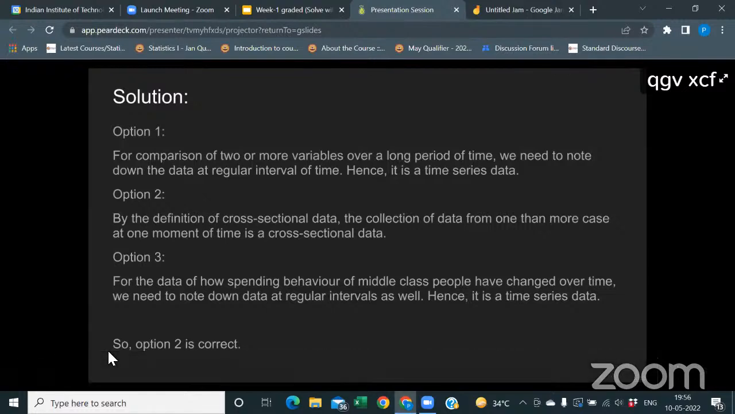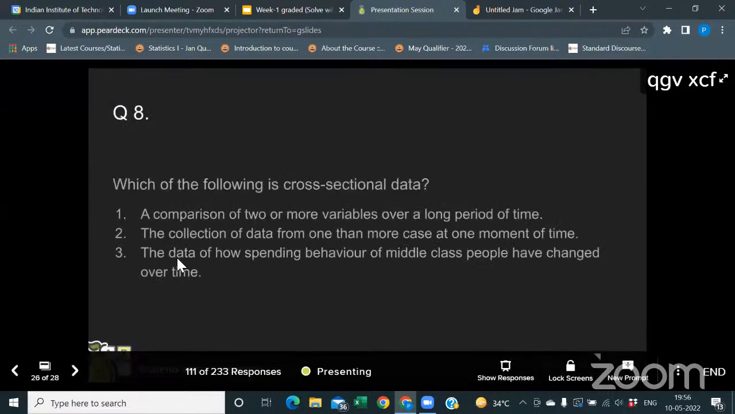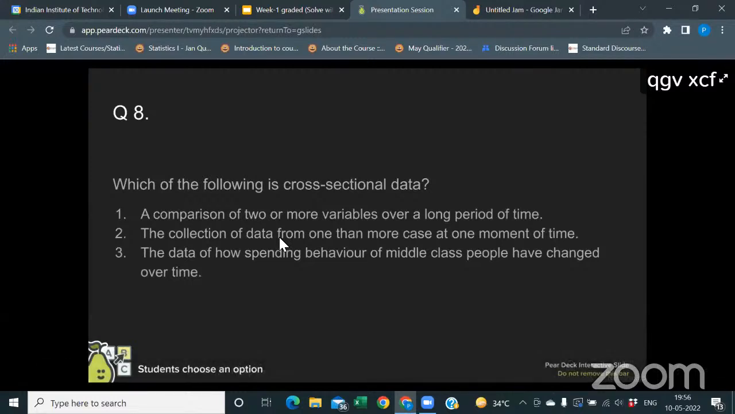Okay. See here, option 1 is asking about the comparison of two or more variables over a long period of time. It's clearly mentioned: long period of time. That means we are noting the data at regular times, so it is time series data. The second option is asking about the collection of data from more than one case at one moment of time. It's clear: one moment of time, so it is cross-sectional data.